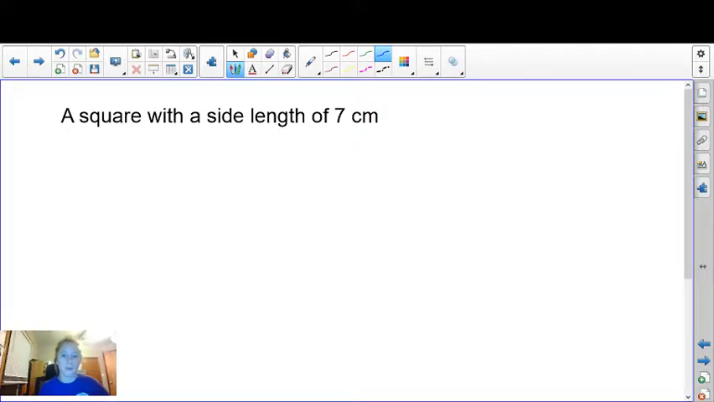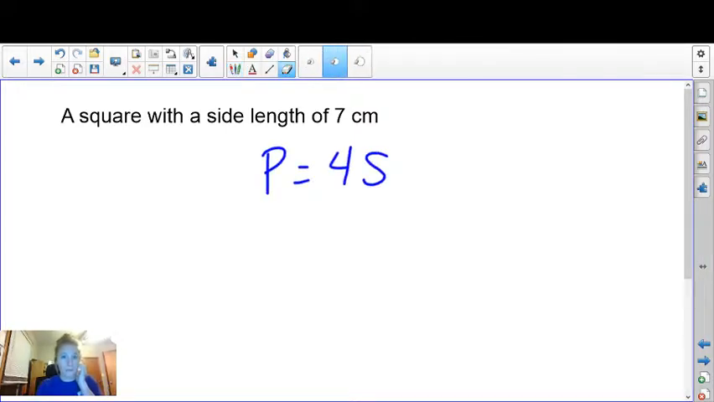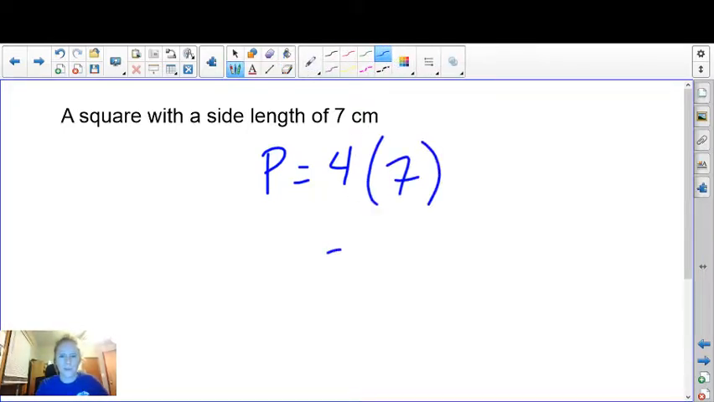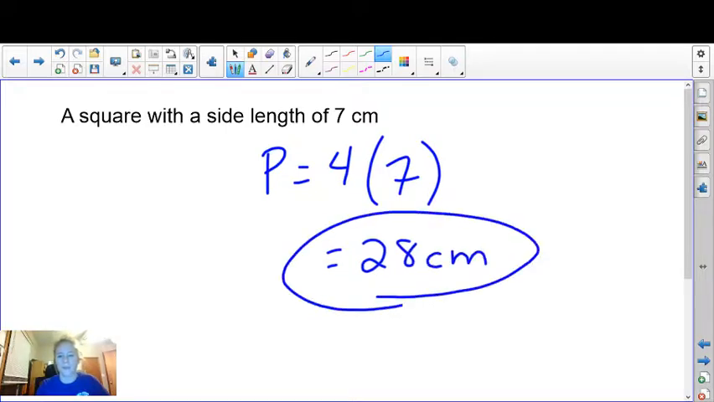Next one, a square with a side of 7 centimeters, I can read very well. The perimeter for this one was 4 times my side length, or in this case, 4 times my 7. And 4 times 7 is 28. And in this case, again, my units are important, so 28 centimeters.